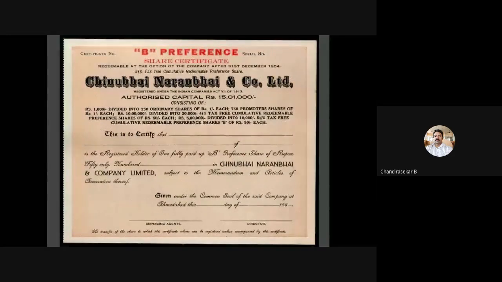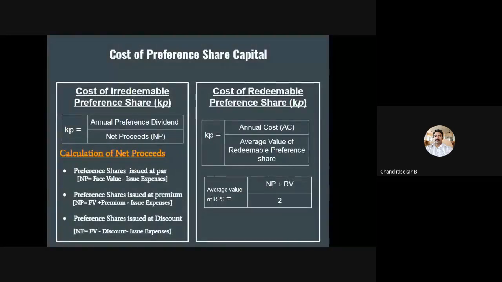To calculate the cost of preference share, here also we have to check whether it is a redeemable preference share or an irredeemable preference share, because the annual expenditure will vary from redeemable to irredeemable. In case of irredeemable, we have already seen what things come under the annual cost. Only dividend is considered as annual cost.